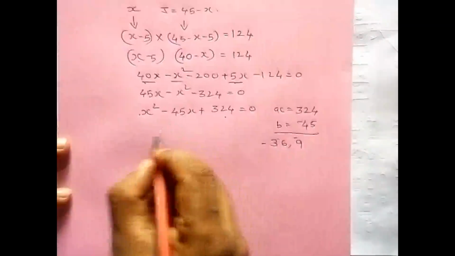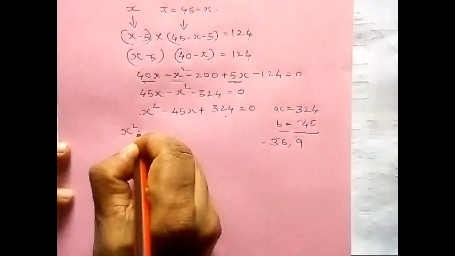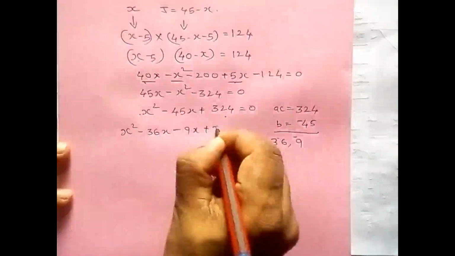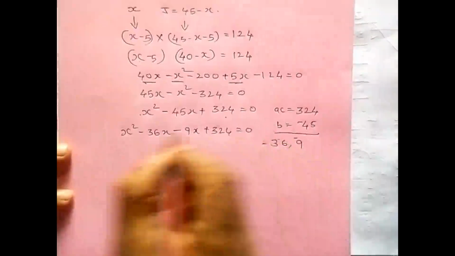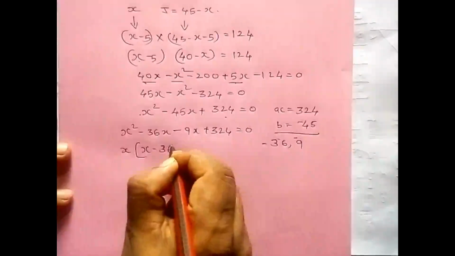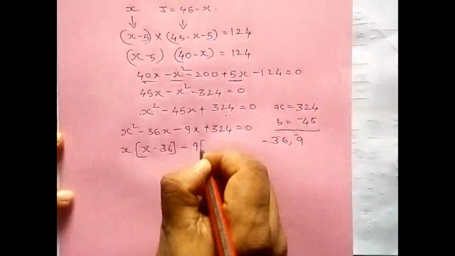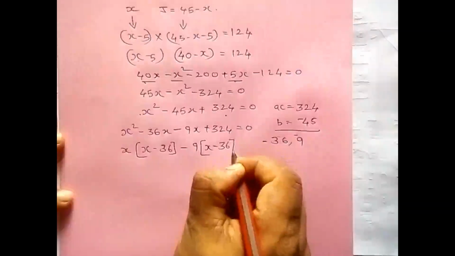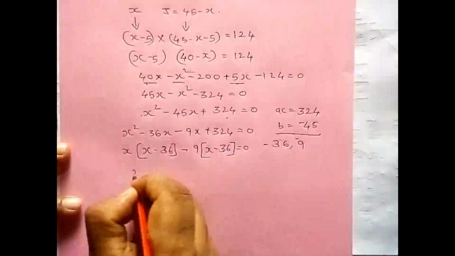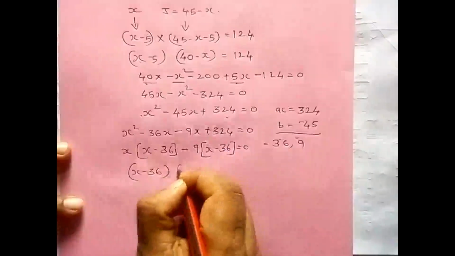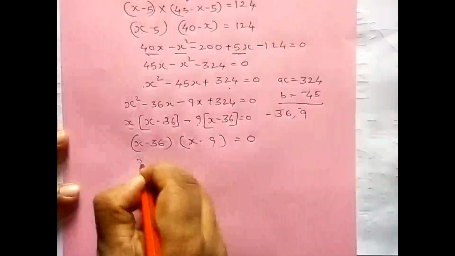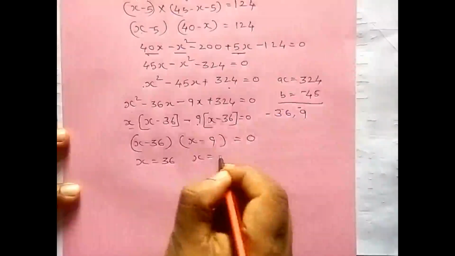So we will split the middle term accordingly. x square minus 36x minus 9x plus 324 equal to 0. Here I can take x outside: x into x minus 36, minus 9 into x minus 36, minus into minus becoming plus, equal to 0. x minus 36 is the common factor, multiplied by x minus 9, equal to 0. That means x equal to 36 or x equal to 9.